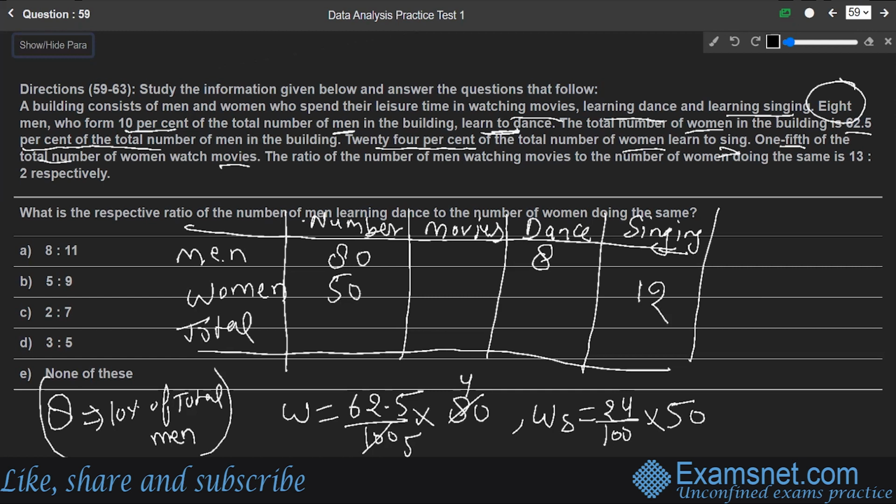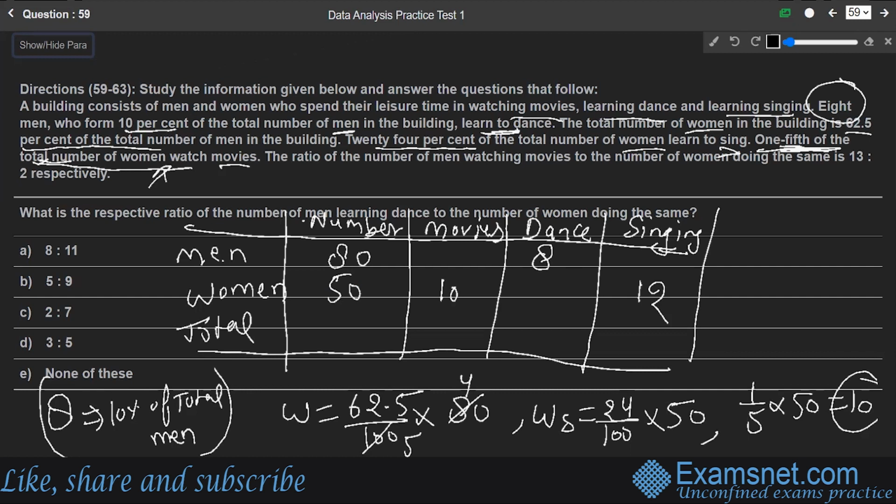Then the next thing he says is 1/5 of the total number of women watch movies. How many are the total number of women? Total number of women are 50. So what is 1/5 of 50? 1/5 of 50 is nothing but 10. So there are 10 women who are watching movies. So against the women and movies column, we have to write 10 as the value.